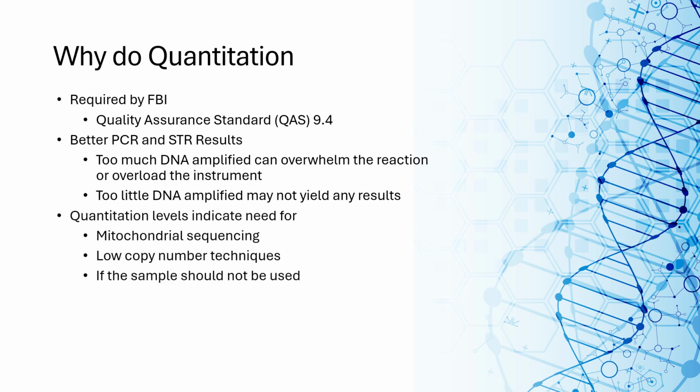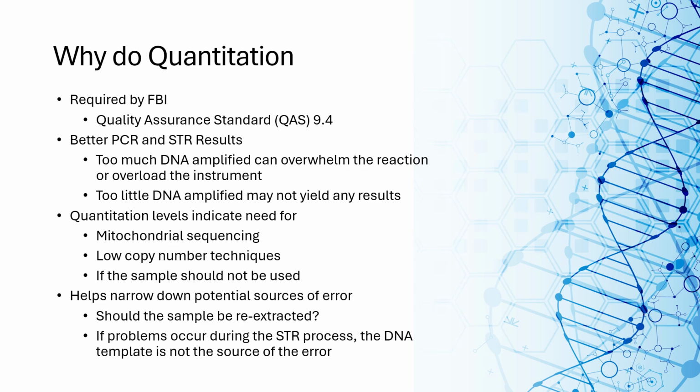Then quantitation levels that we get back may also give us additional information about things we should or should not test with the sample. So for instance, if our quantitation levels are really low, then we can try using some low copy number techniques to give us more DNA to work with. And then finally, it can help us narrow down potential sources of error. So if we get poor quantitation results, maybe we need to re-extract the sample, and then later on in our process, if there are problems that occur, we can know that the DNA template or quantitation was not the source of the error and it was something else along the way.